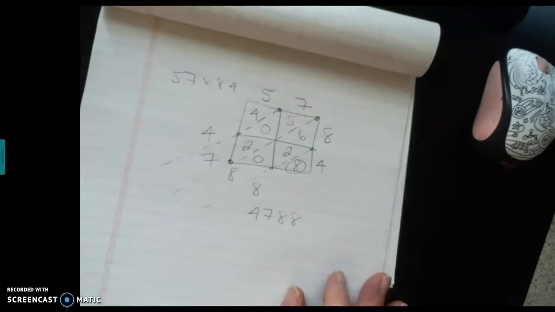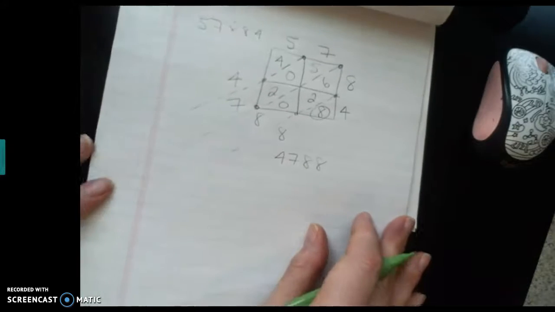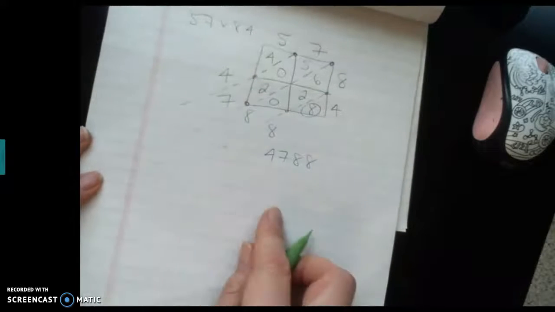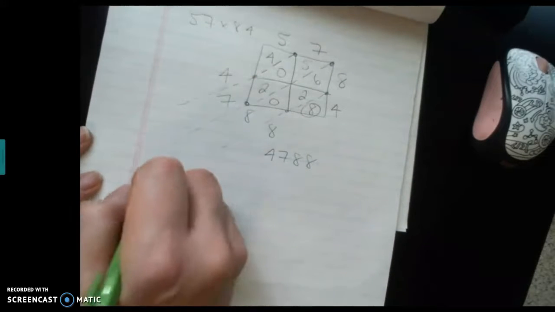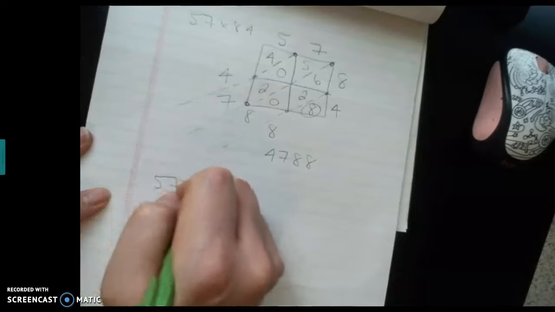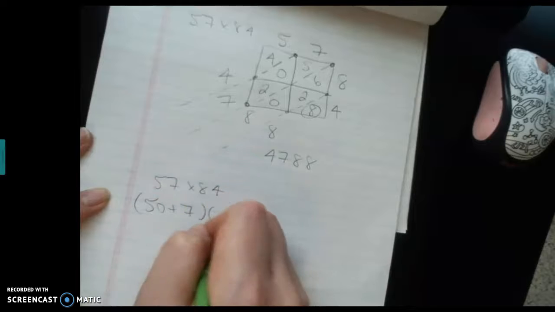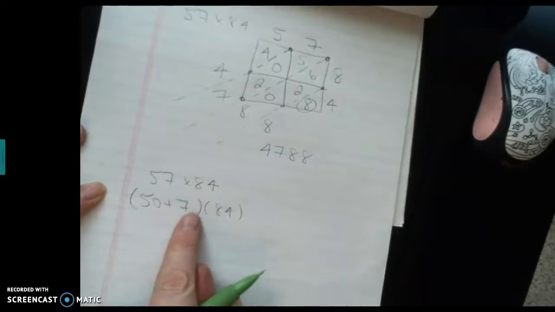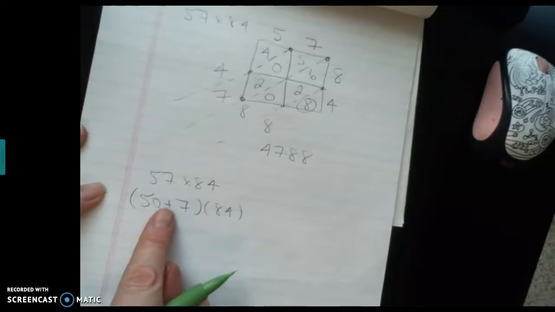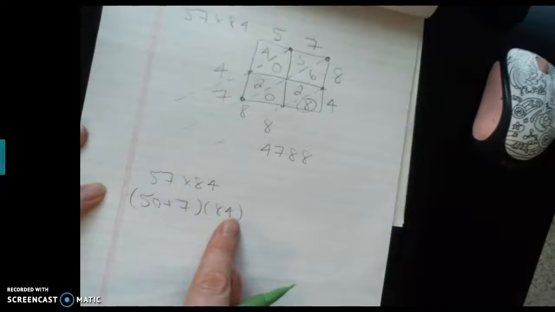Let's see, I'm trying to think. We did standard, distributive, FOIL, partial products, and lattice. And the box method. The only other one I could think of is if you only want to distribute part of it, you could do that too. So if you have 57 times 84, you could break it into 50 plus 7 and 84 and not split it into 4 pieces. So just 50 plus 7 and 84.